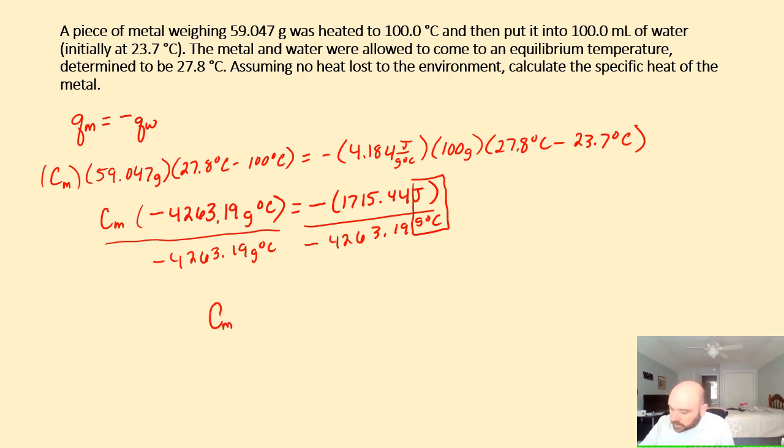So the specific heat of the metal is approximately equal to 1715 divided by 4263.19, a result of about 0.402 joules per gram degree Celsius.